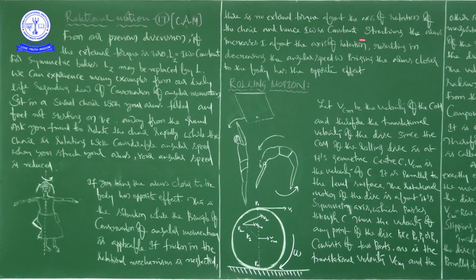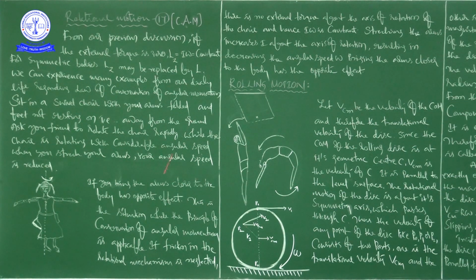See here, stretching the arms increases I about the axis of rotation, resulting in decreasing the angular speed omega. Bringing the arms closer to the body has the opposite effect. Opposite effect means what? Decreasing I and increasing angular speed. Okay, right. So this is the main concept.